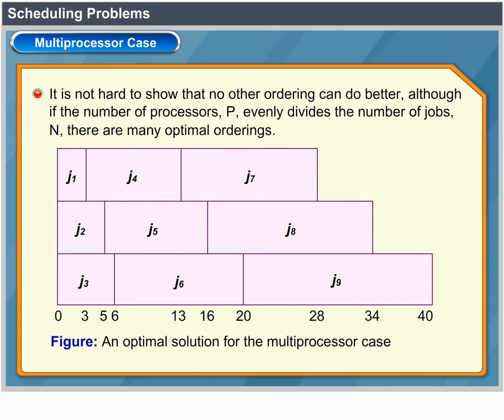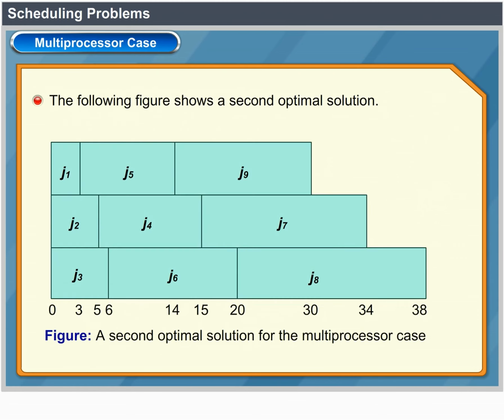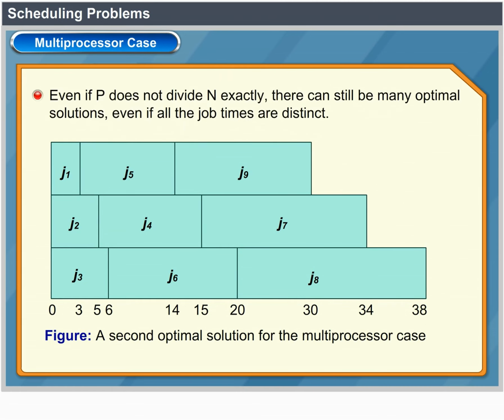This is obtained by, for each 0 less than or equal to i less than N by P, placing each of the jobs J(iP+1) through J((i+1)P) on a different processor. The following figure shows a second optimal solution. Even if P does not divide N exactly, there can still be many optimal solutions, even if all the job times are distinct.